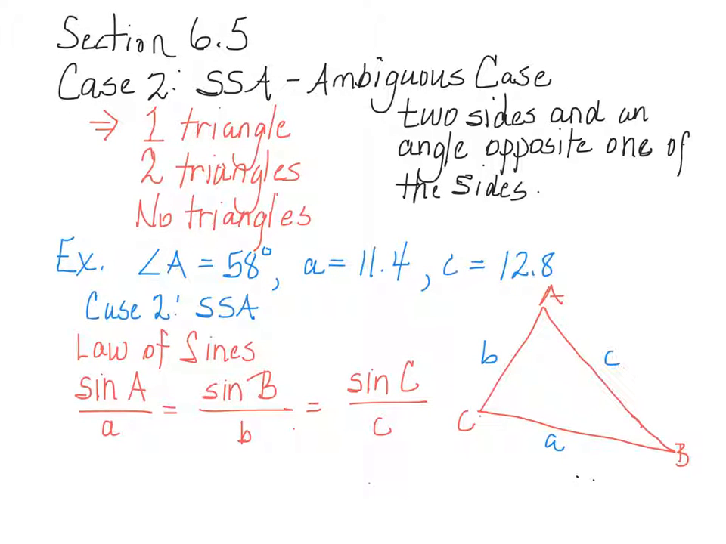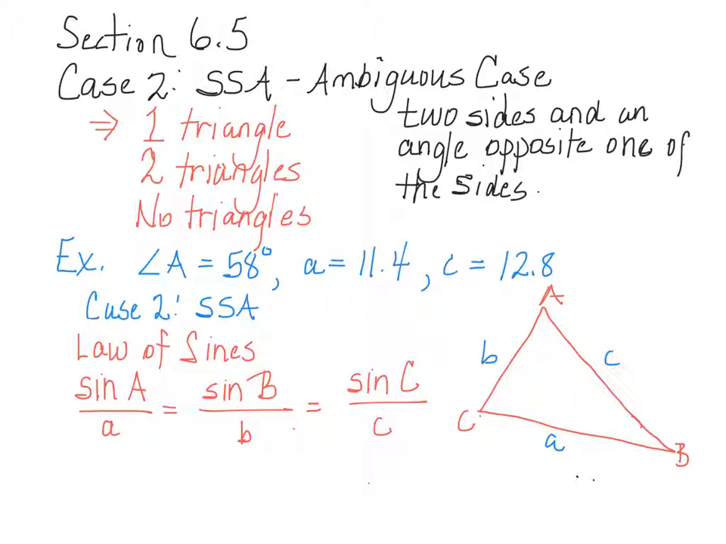In section 6.5, you're looking at the law of sines. You have two cases to consider, case 1 and case 2. Case 1 is side angle angle, a side and two angles, and case 2 is side side angle. We call that the ambiguous case. In this case, you will have two sides and an angle opposite one of the sides. For the ambiguous case, you can have one triangle to solve, two triangles, or no triangle at all.